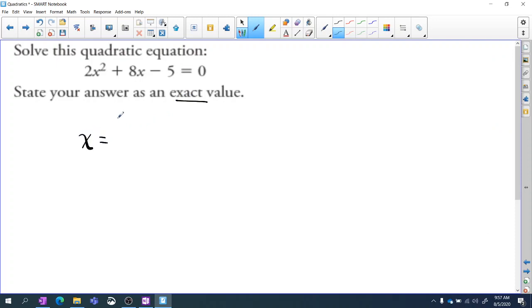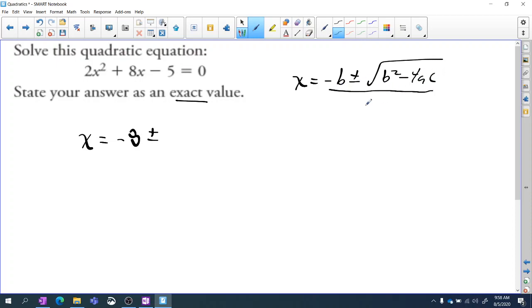X equals negative b. So b is 8, so there's negative b. Plus or minus. X equals negative b plus or minus square root. Now students will often in the beginning say, do I have to write the formula out? And my answer is always, not if you know it, but most of you probably don't know the formula. So I would encourage you to, at the top of every question, write out the formula. Do it 15, 20 times, then you'll know the formula.